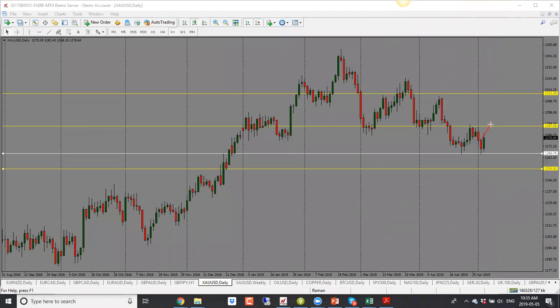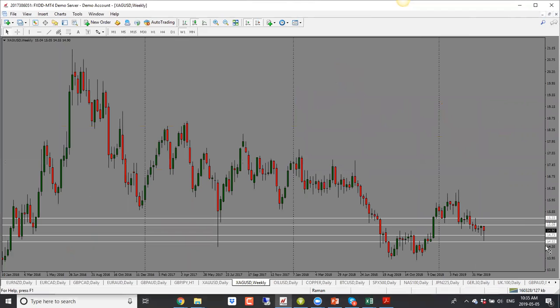And then if it doesn't go through, I will look for this. On the other hand, though, if it does go through, then we have this whole area open for a move to the upside. But for now, I'm looking for a range bound move. So looking for it to go higher into 1287 and just stay in this range.